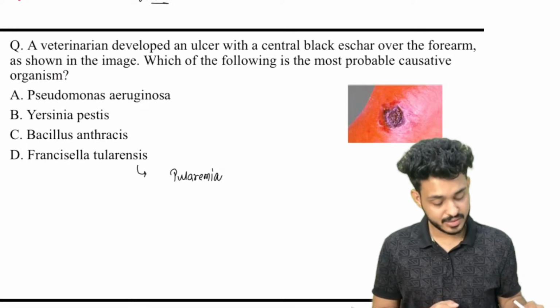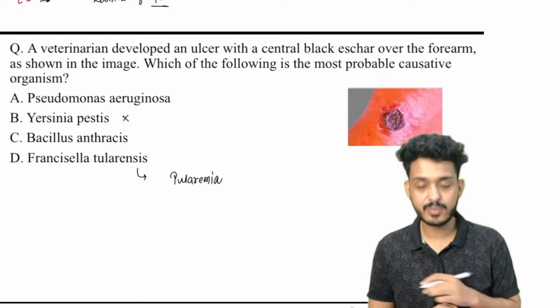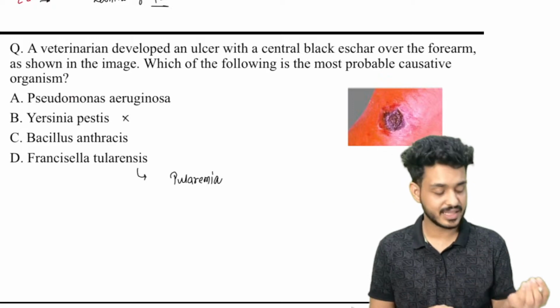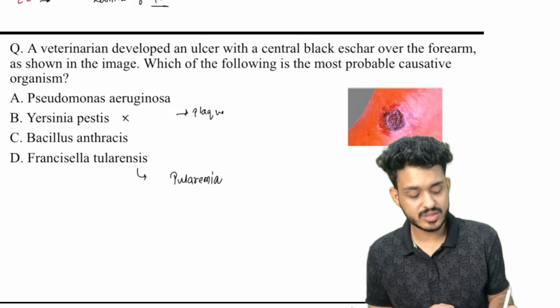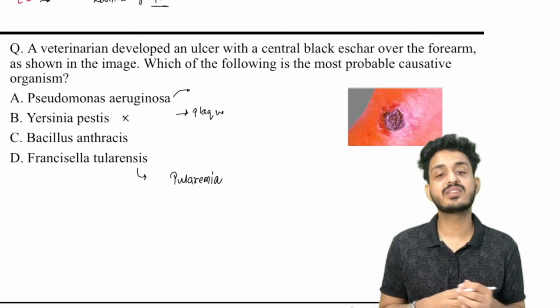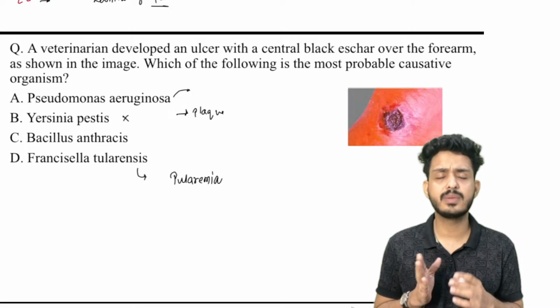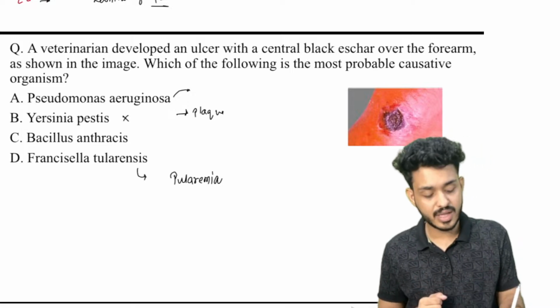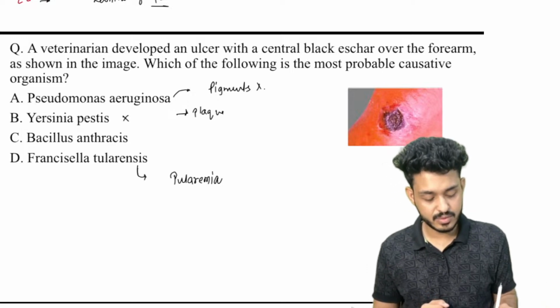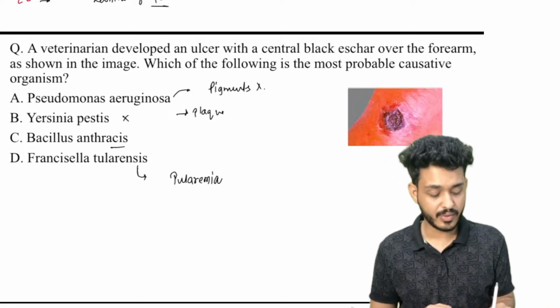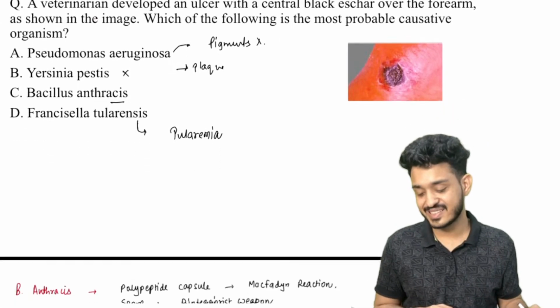Yes, I'm getting good answers. So, sir, this cannot be Yersinia pestis, right? Yersinia pestis will be causing what? It will be causing plague. Okay, Pseudomonas generally will be having different kinds of pigments, like pyoverdine and pyocyanin. So that is concerned with the pigments, so this one cannot be the answer. Okay, tularemia is a different entity. Our answer will be Bacillus anthracis.